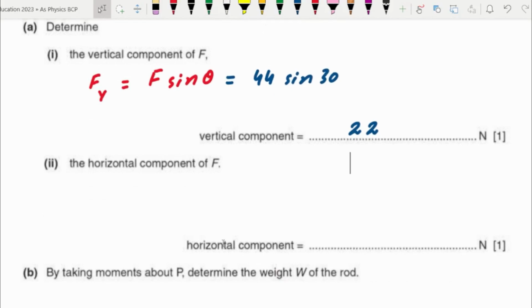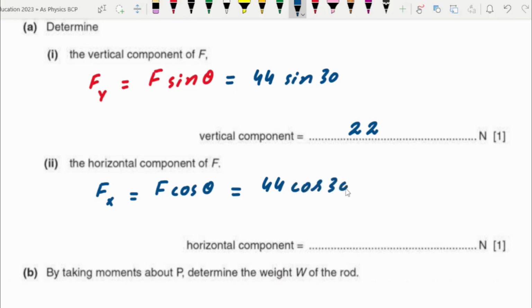Then the next part is find the horizontal component of F. Like I said, the horizontal component is represented by Fx, and that equals F times cos theta. So F was 44, times cos 30. Cos 30 is 0.87, and you multiply by 44, so you'll be getting 38 in 2 SF.